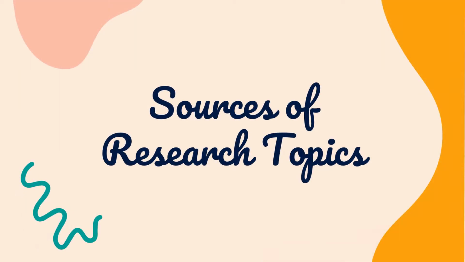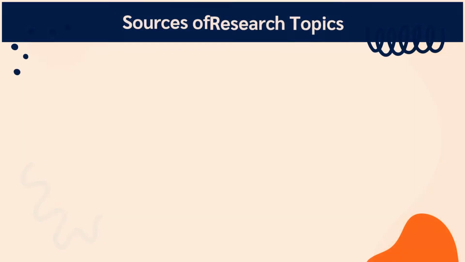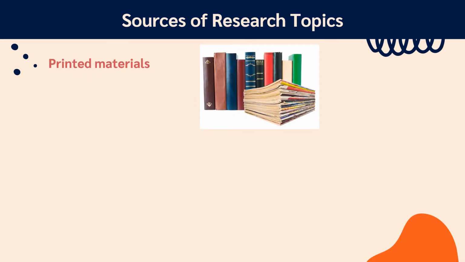So where can you get your research topic? Which topic will be good for you to write about, and how can you select your topic? Now, here are some possible sources of your research topics. Number 1. Printed materials. Printed materials such as books, journals, newspapers, and magazines are the most traditional form of resources for finding a research topic.